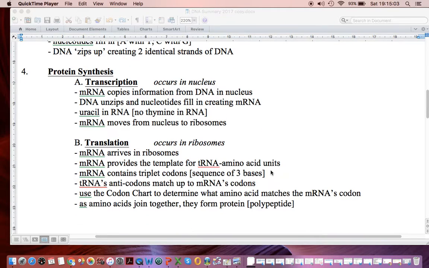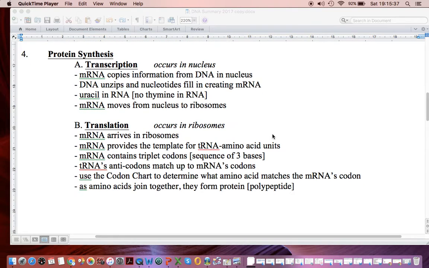Then the rest of the section was on protein synthesis. It had two processes. Transcription, you see, occurs in the nucleus. The messenger RNA goes and gets information from the DNA. So the DNA will have unzipped, nucleotides fill in, creating the messenger RNA, which is a single strand. It contains uracil, the U instead of the thymine, the T, and because it's a single strand, it can come out of the nucleus and go to the ribosomes. So you have to know the process of transcription.